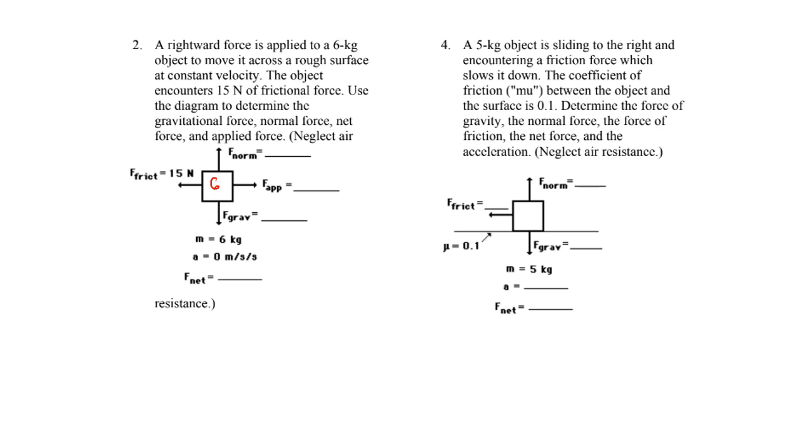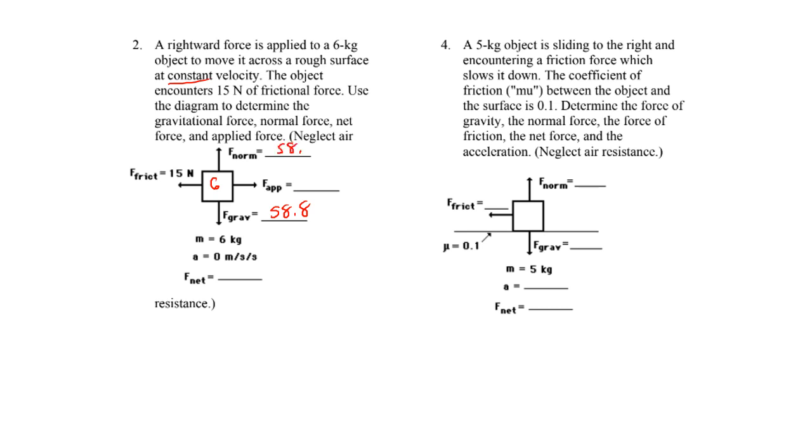Okay, so we have a constant velocity. That's important too. Alright, so what do we know? We know that the force of gravity is just going to be 6 times 9.8, hopefully, which is going to be 58.8 newtons. 58.8. We also know that it's just a horizontal rough surface, so this is also going to be 58.8.